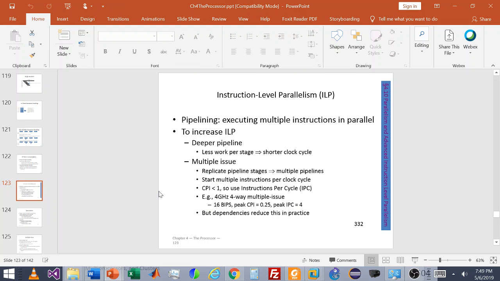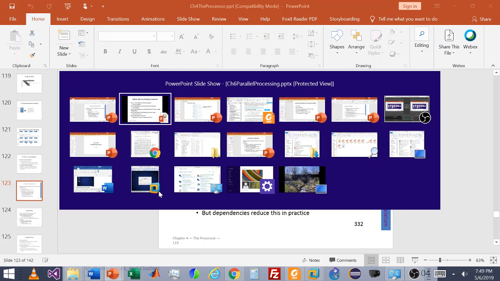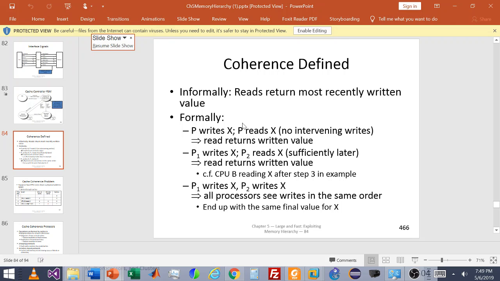But I can talk about it briefly here in chapter 5, right? Ultimately, when we have these processors that have multiple cores or multiple processors in a single device, what's going to happen is now we have shared memory, and so we need coherence. We need some sort of way for the reads to return the most recently written value.